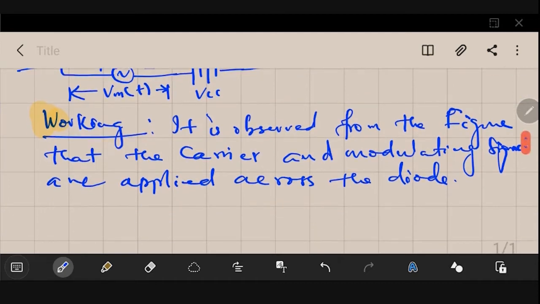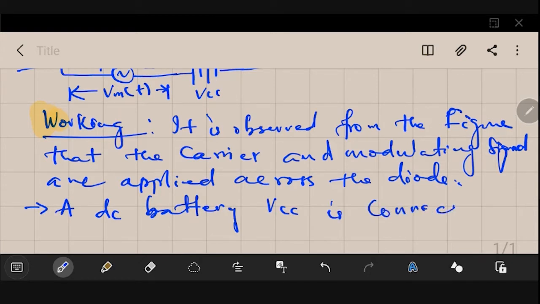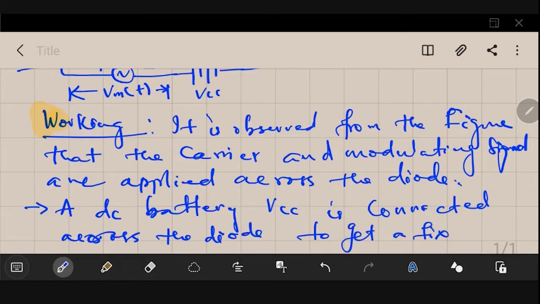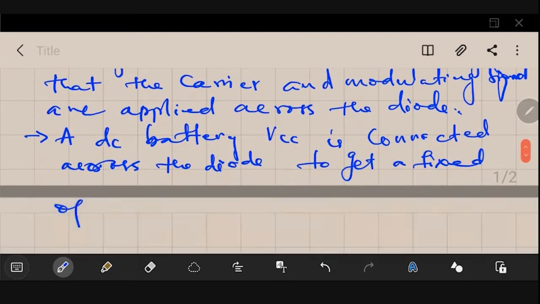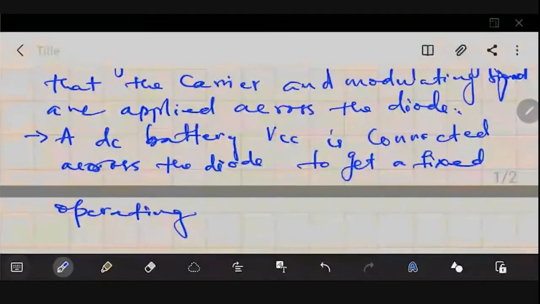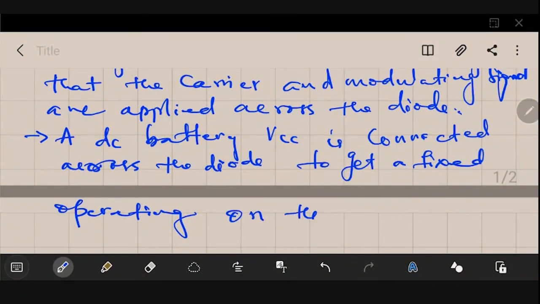Besides that, you could see there is a battery voltage. So let me write it here: a DC battery VCC is connected across the diode to get a fixed operating point. So to get a fixed operating point, you are using a DC battery here. The operating point is on the V-I characteristics.